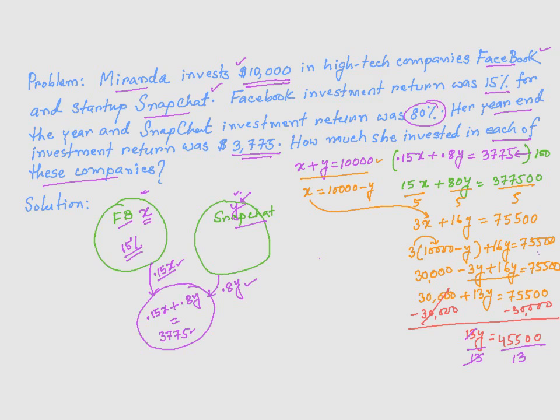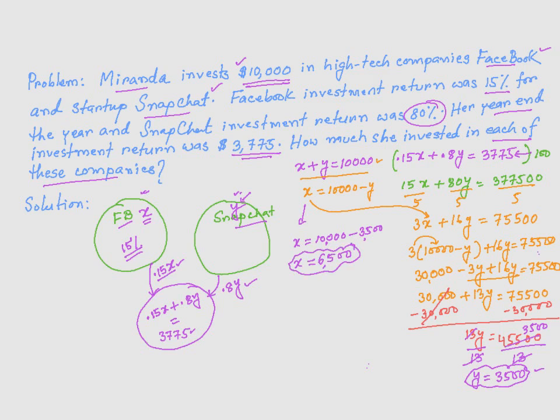If I do that, these cancel out. That gives me Y is equal to, by the way, you can do this calculation, you will see 13 goes into this 3500 times. So my Y is 3500. Now that I found Y, I can easily find X. X is going to be 10,000 minus Y, but I found Y to be 3500. So that gives me X is equal to 6500.